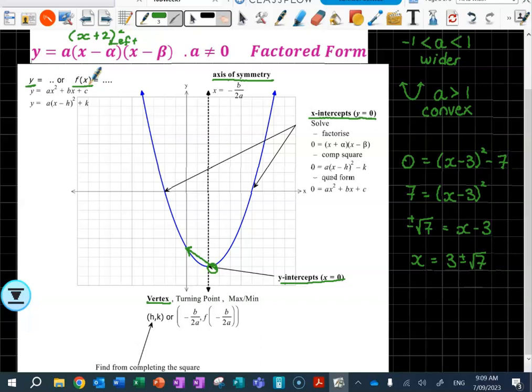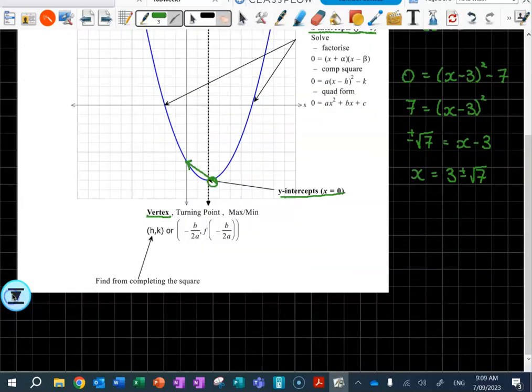We happy? And then to get our vertex or turning point, when we've got it in vertex form, we can just say it. If it's not in vertex form, if it's in our expanded version, then we use our minus b over 2a. Does everyone remember that? And remember, it's in our quad formula. If you don't remember, it's not a bad thing, is it? Minus b over 2a, simples.